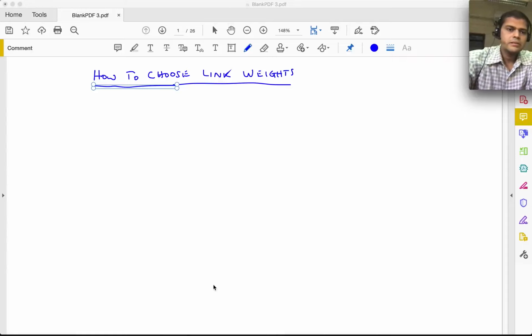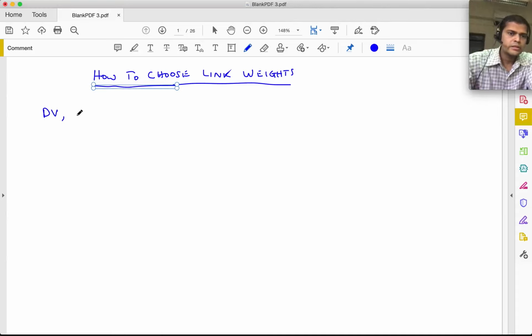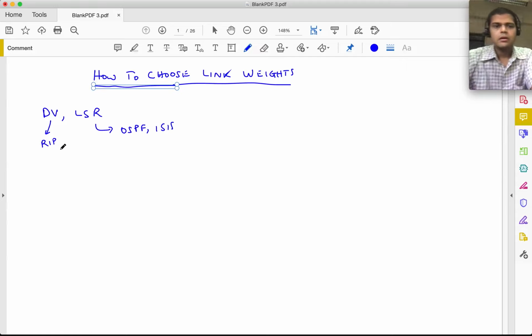So in the previous classes we were talking about intra-domain routing, and we talked about distance vector and link state routing. Examples of link state routing, actual protocols, are OSPF and ISIS. For distance vector we said there is RIP. All these protocols are essentially going to find the shortest path.